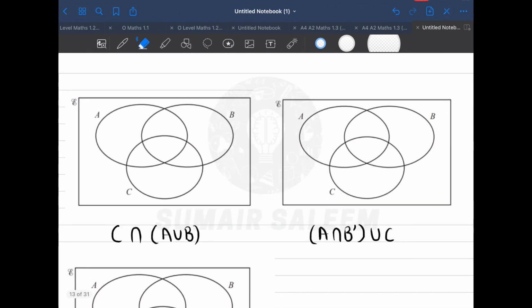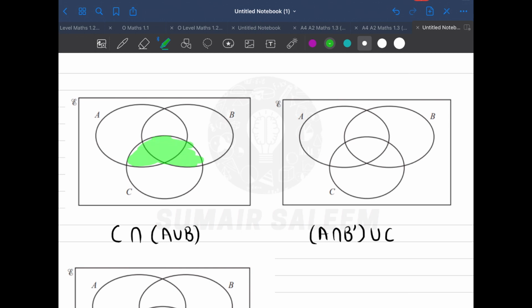Let's practice more. A union B. What does A union B mean? A, B, C, D, E, F. Intersection C. What does C mean? 1, 2, 3, 4. These are the part of C. That means this area will be shaded. Do you get this? And you're going to erase these. Got the idea? How will you shade? With the pencil.